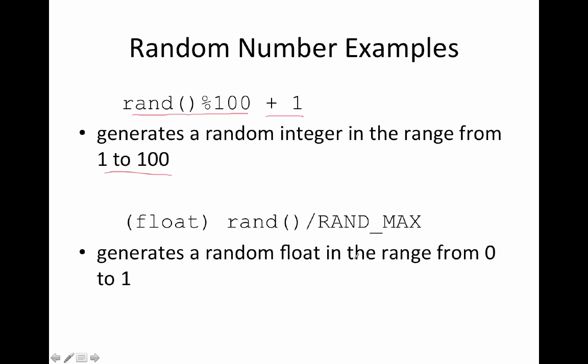If you wanted to generate a random float in the range from 0 to 1, and again you use the float cast operator, and you'd say rand() divided by RAND_MAX, which is the maximum rand value. So those are some examples of using the rand function.